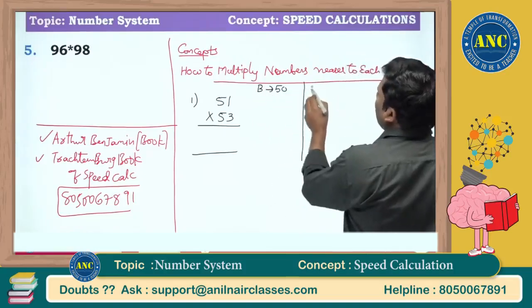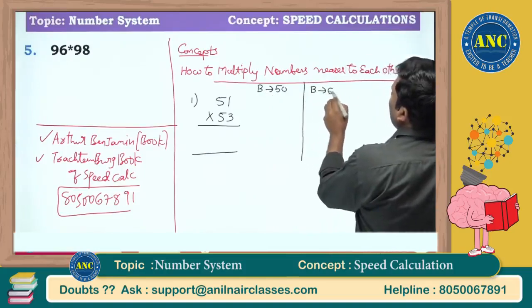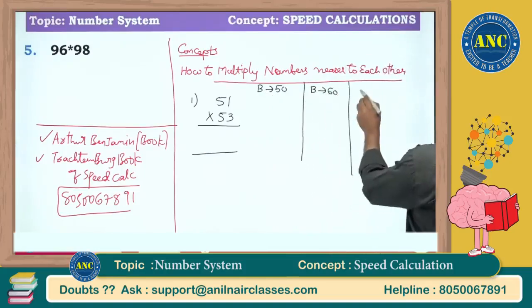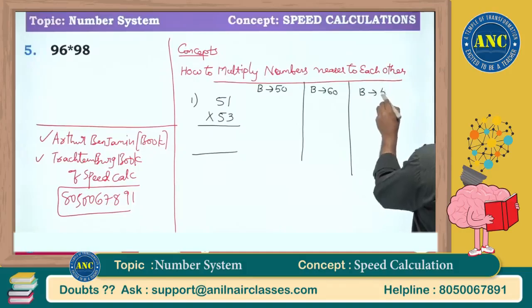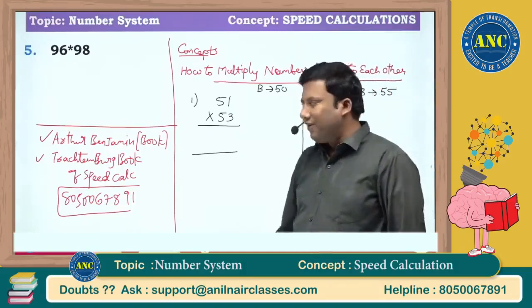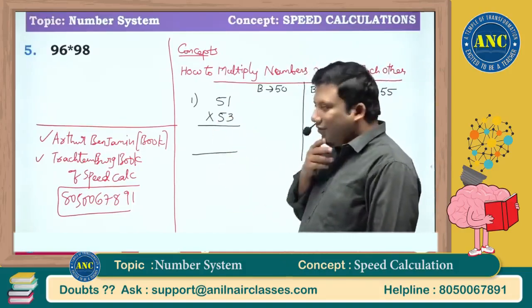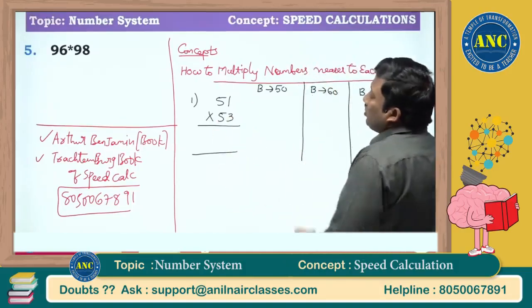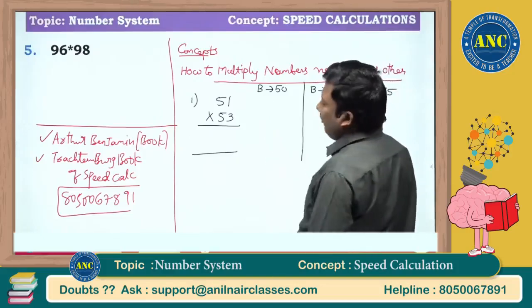Sir, can I take both as nearer to 60? Sir, why should we take only multiples of 10? I will take a non-multiple of 10, that is, I will take 55. Will the answer change? 51 into 53. So, both are nearer to base 50.